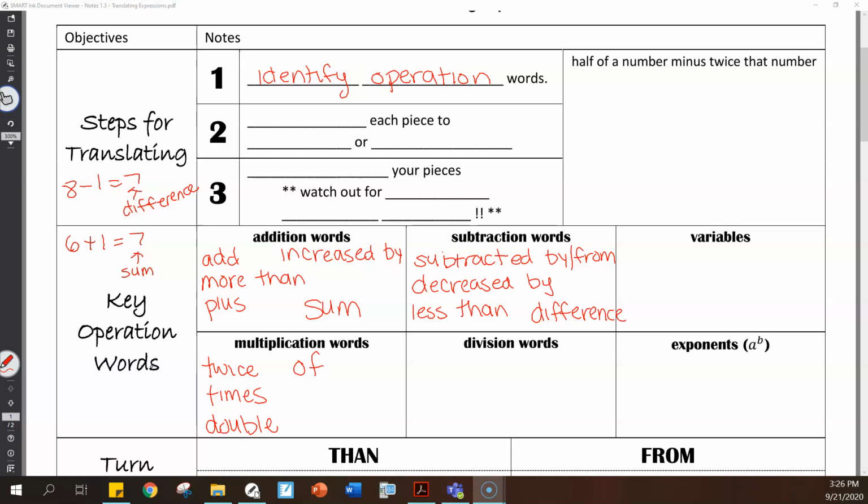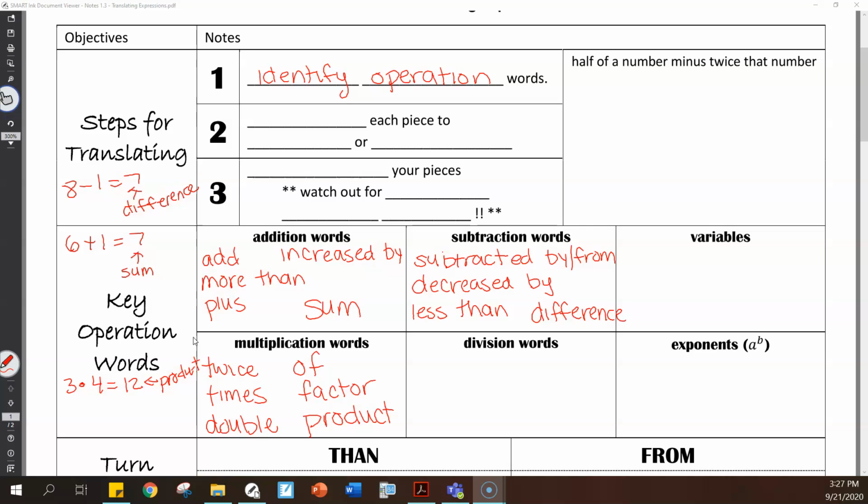You may also see the word factor, like increase 7 by a factor of 2. That word factor tells you to multiply. That one can be tricky. It's not one we see very often, but it does mean that I'm going to multiply by that number. And then just like we have sum and difference, the word that means the result of a multiplication problem is called the product. So 3 times 4 is 12. 12 would be the product.